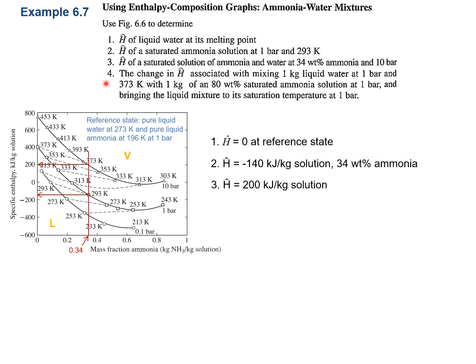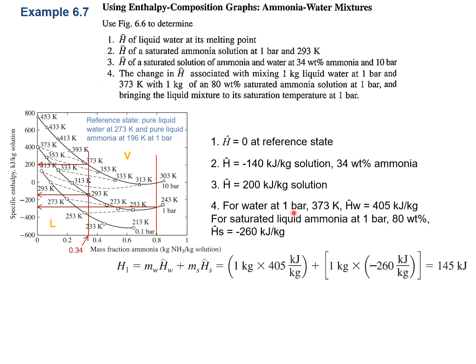Question number 4. The change in enthalpy, that is the target, associated with mixing 2 liquids. The first liquid is 1 kilogram of liquid water at 1 bar and 373 Kelvin. The second liquid is 1 kilogram of an 88% saturated ammonia solution at 1 bar. We mix those together, then we will calculate the energy term for the liquid mixture. Let me start with the first liquid and then the second liquid.